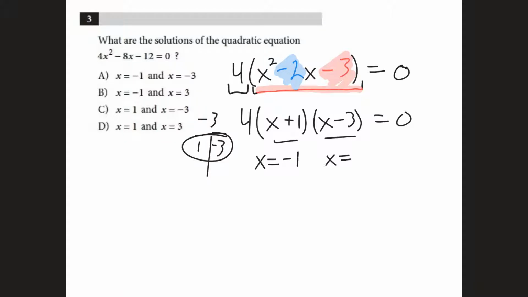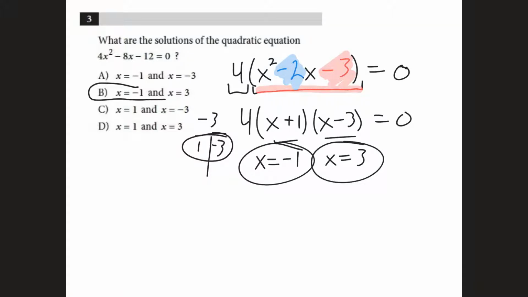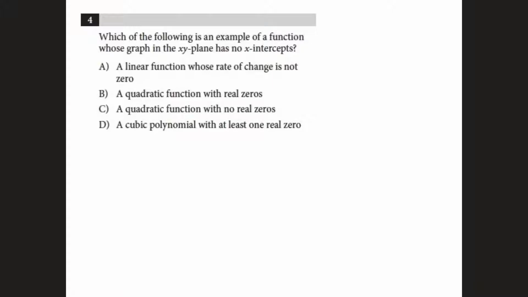Well, it's going to be -1 for the first. It's going to be +3 for the second. So those are my solutions. X equals -1 and +3. B. Okay.